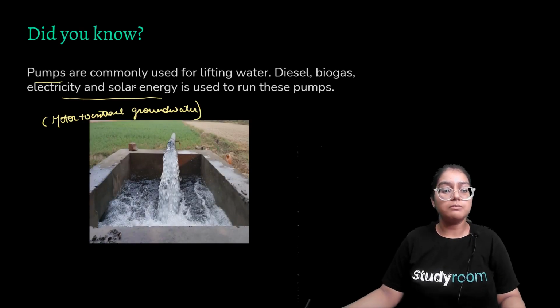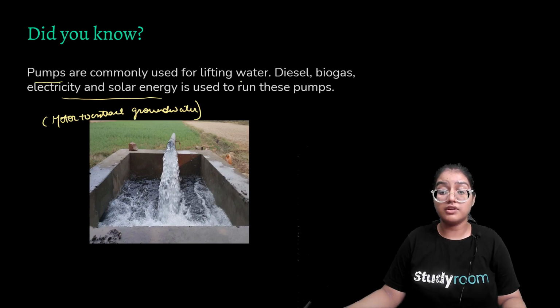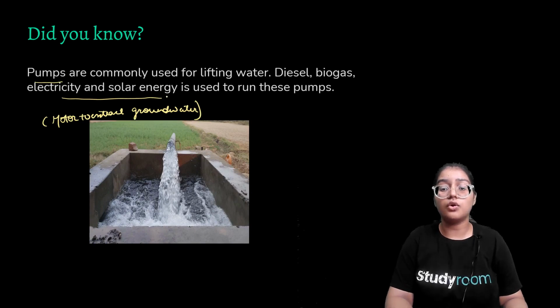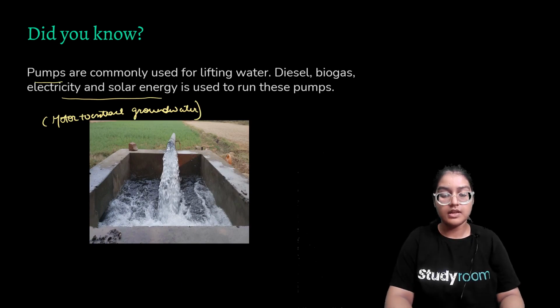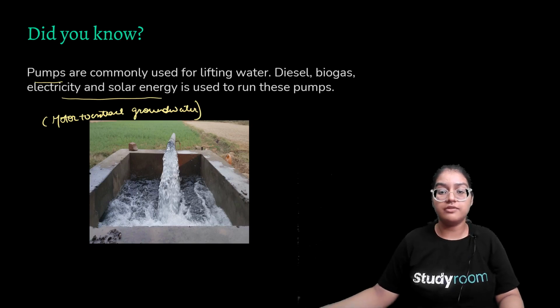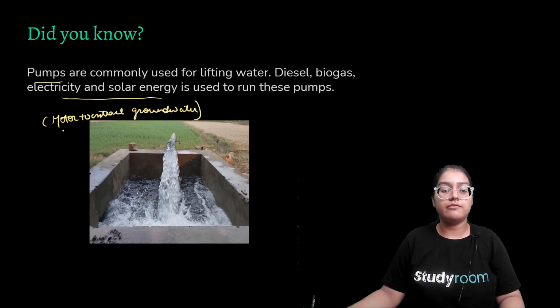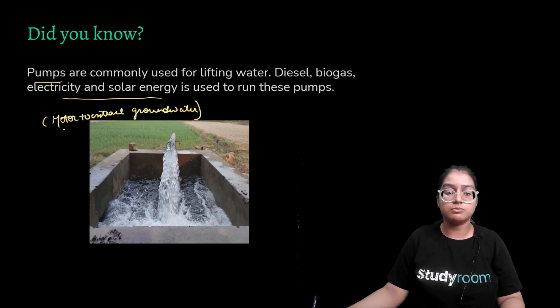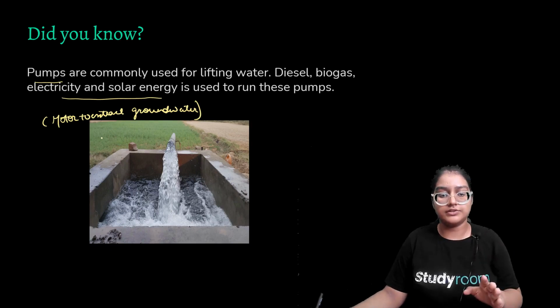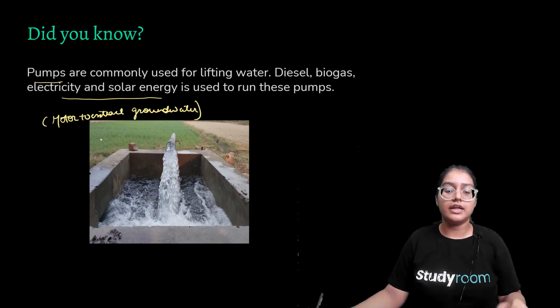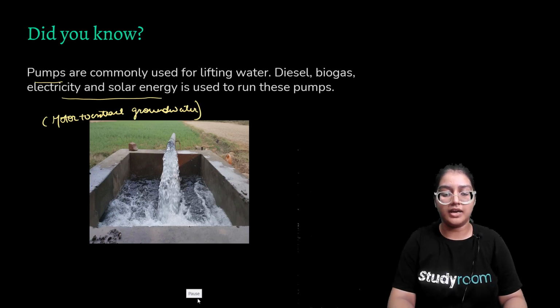Did you know pumps are also used for lifting water, but they run on diesel. But to ensure that pumps run safely, diesel or electricity, solar energy is required. Everybody has seen a motor in their houses. The motor which extracts the groundwater runs on electricity. So pumps or any highly specialized machinery run on diesel, biogas, and electricity. It doesn't involve human-intensive or labor practices.